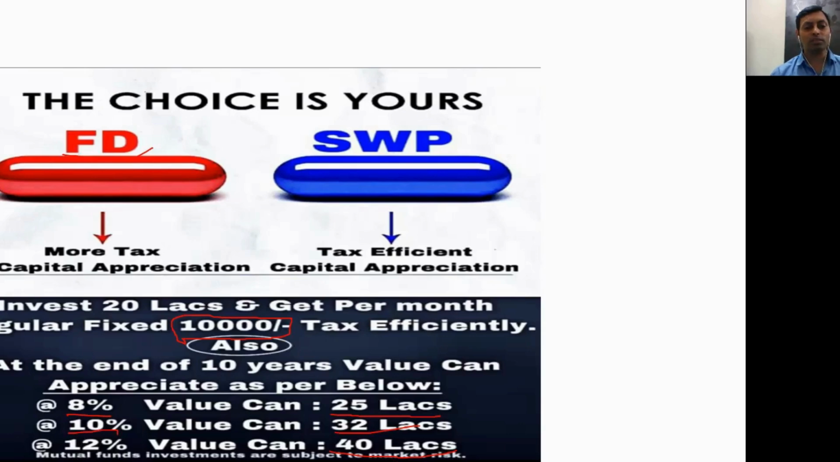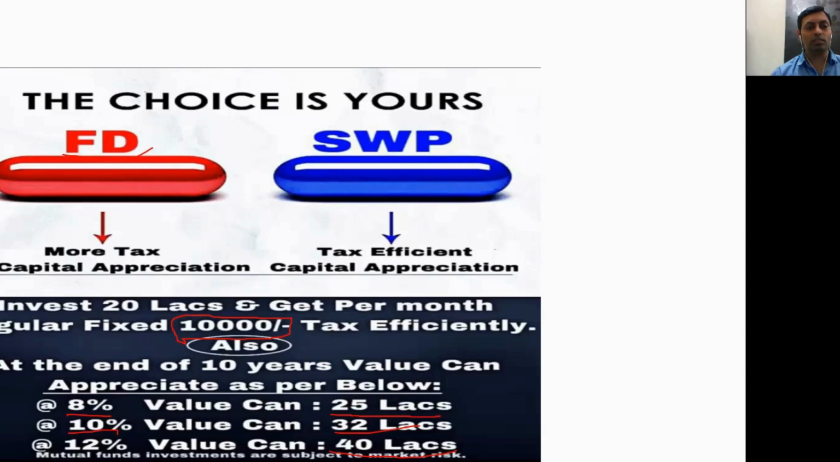Suppose I am taking ABSL, meaning Aditya Birla companies. In this mutual fund, if I am considering the Hybrid 95 fund, initially we invest 20 lakhs here. Monthly I'm taking 10,000.